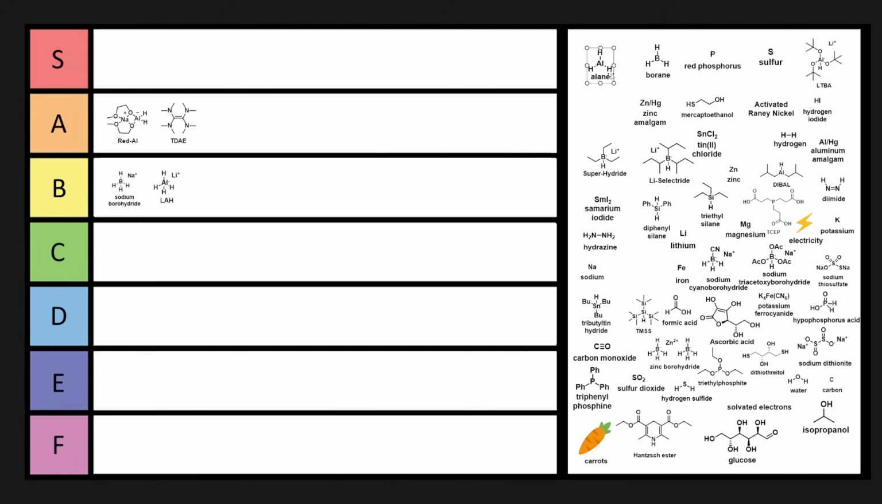Now, similar to LAH or red aluminum, you can use alane. There's a couple different ways to make alane. One way is to take aluminum trichloride and lithium aluminum hydride and mix them together, and this will form alane. Additionally, you can make alane by treating lithium aluminum hydride with sulfuric acid, and that will just protonate away one of the hydrides.